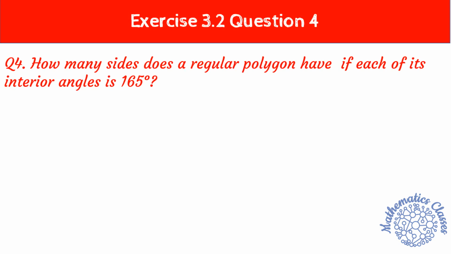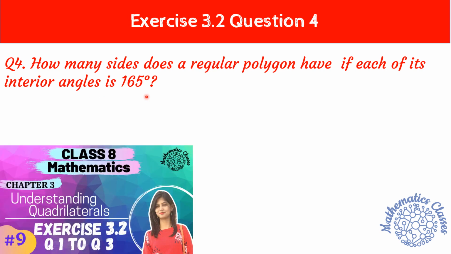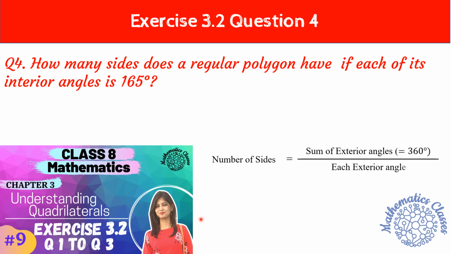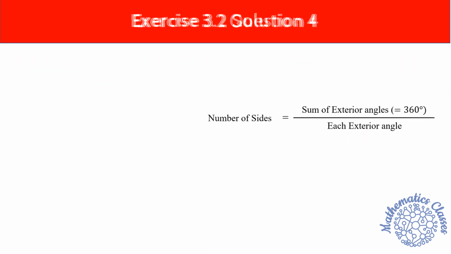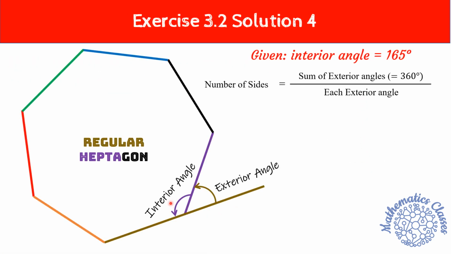Question number 4 is, how many sides does a regular polygon have if each of its interior angles is 165 degree? In this question, we need to find the number of sides. Remember that in the previous lecture, we solved a similar problem, but there we knew the exterior angle. Here we know the interior angle.